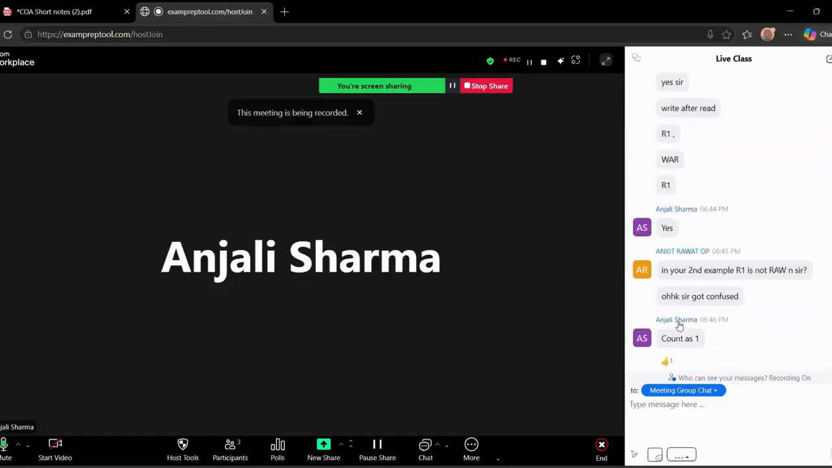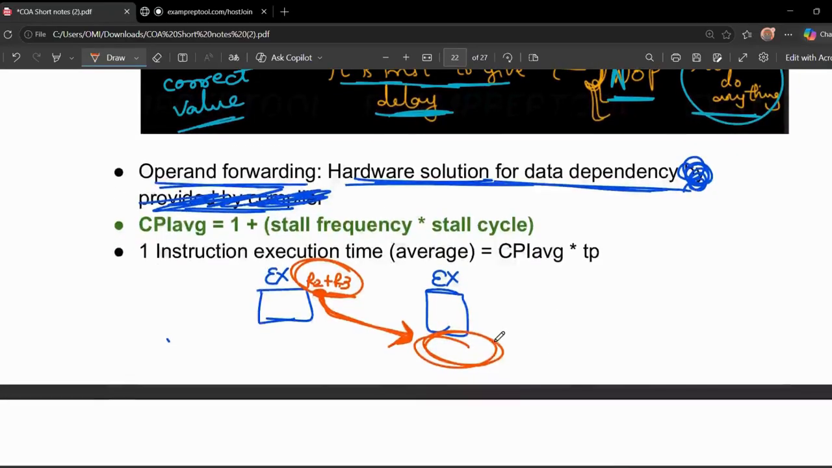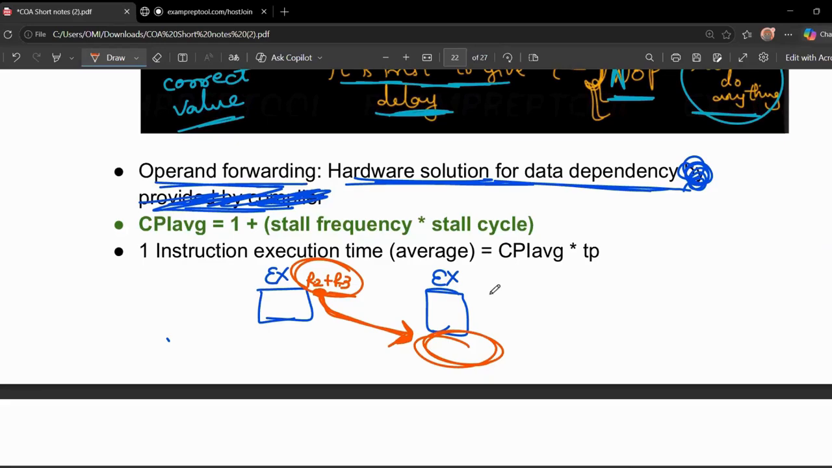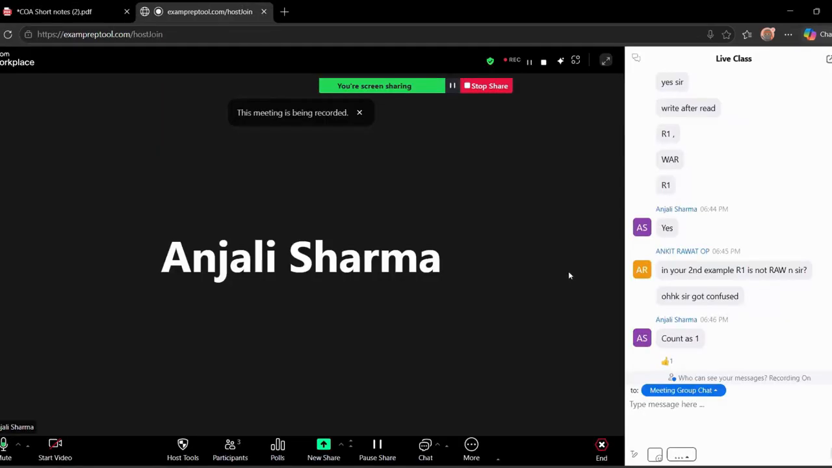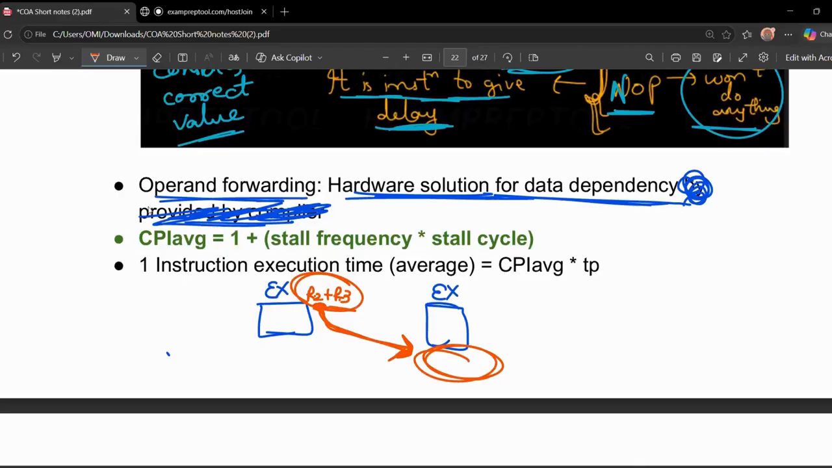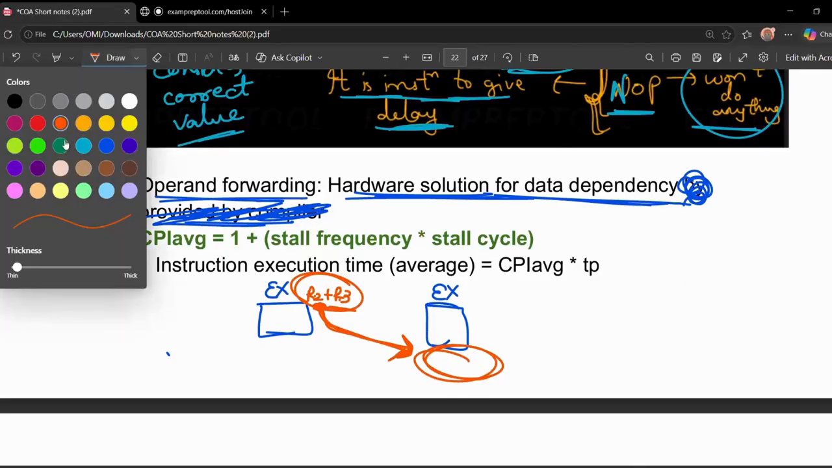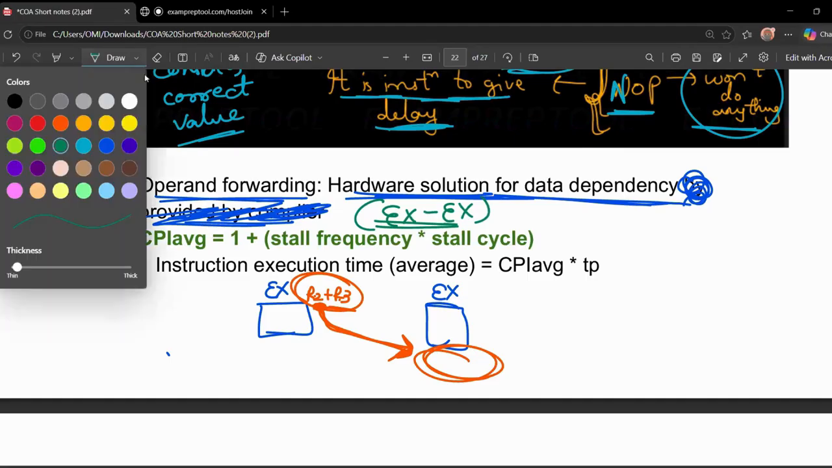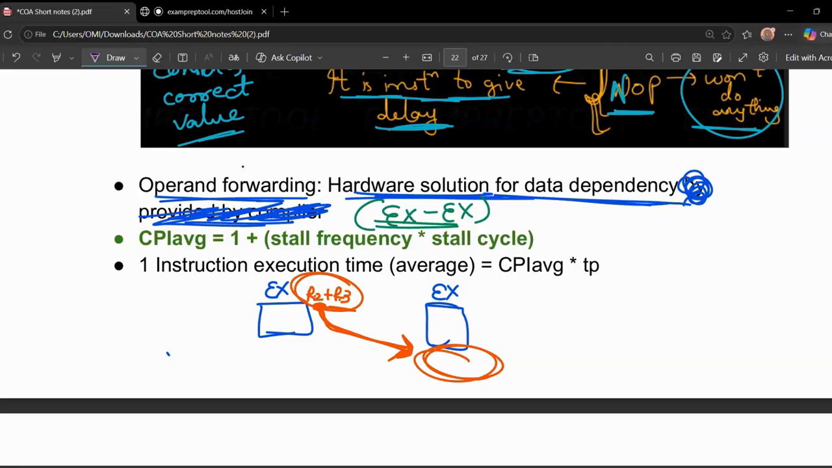Do you have any doubt in operand forwarding? Right, so this is operand forwarding, a hardware solution for data dependency. As soon as we get something, we transfer it to the next stage. Mainly it is execute to execute stage, but it will be mentioned in the question which stage to which stage forwarding is happening.